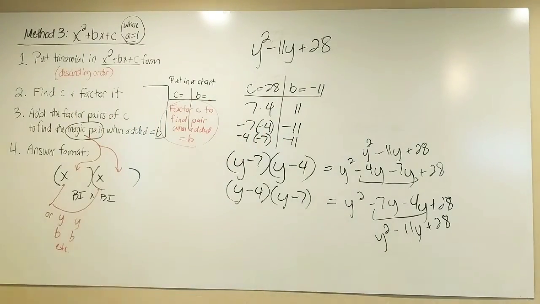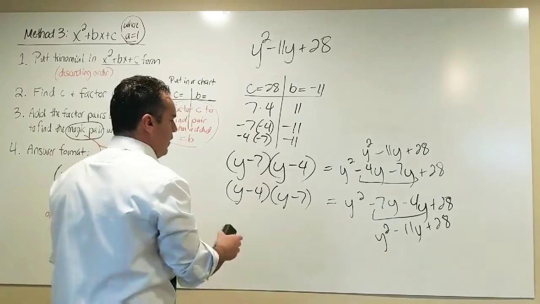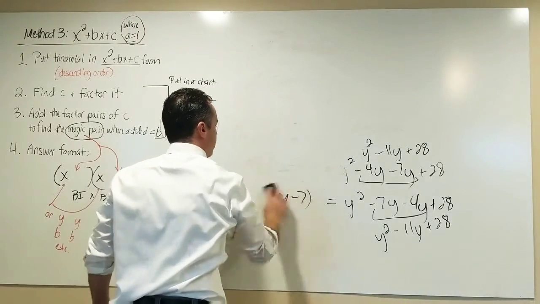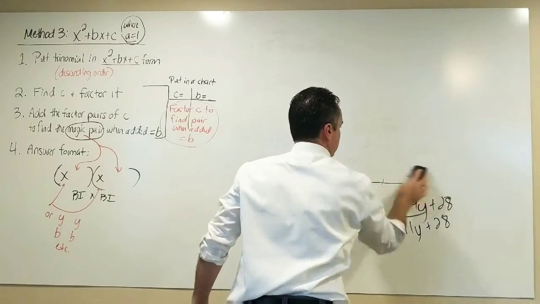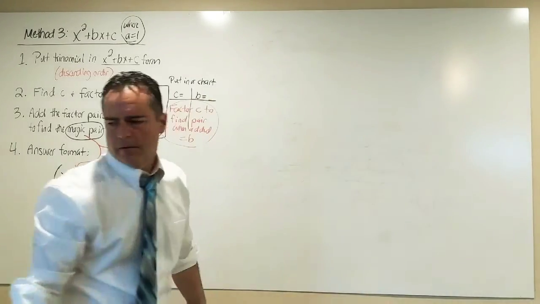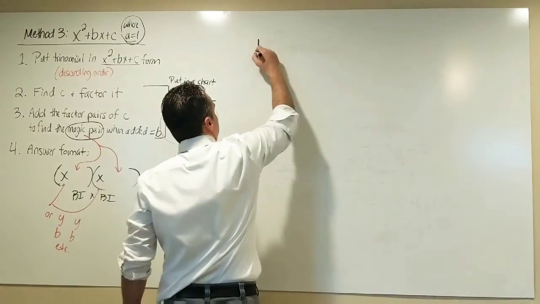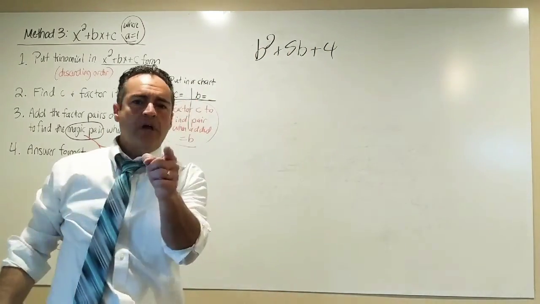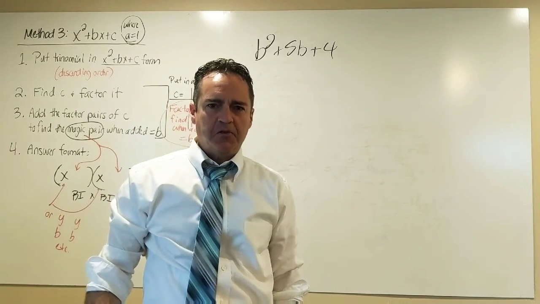All right, Nicole, let's do another one. You guys take a quick note on that. Let's do another one. You see how fast this goes. Nicole, what's the next one we want to do? Are you ready? I'm ready. B squared plus 5B plus 4. Okay, I want you guys right now to do this one, okay?